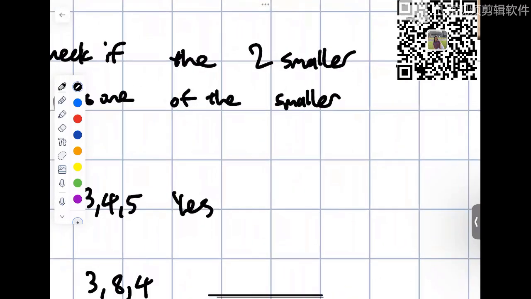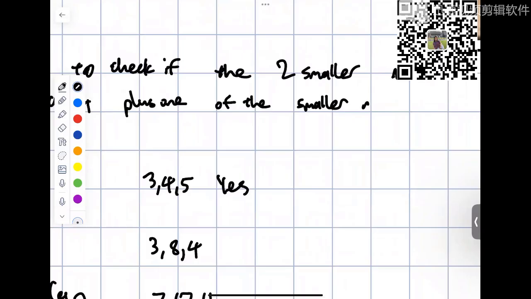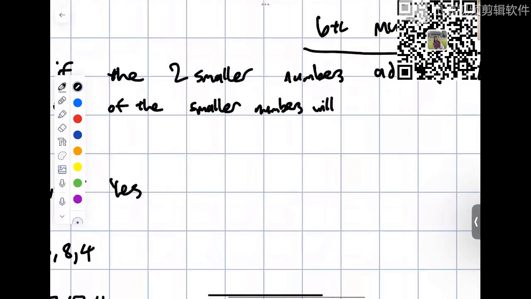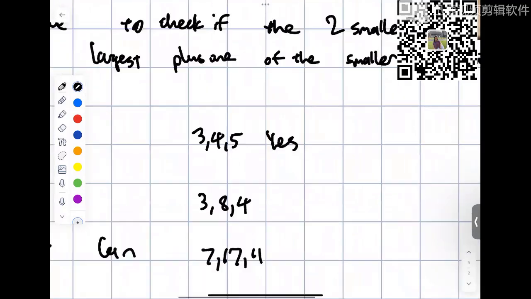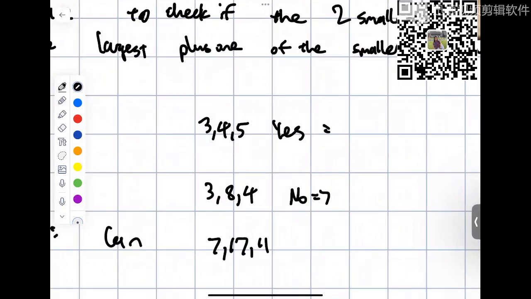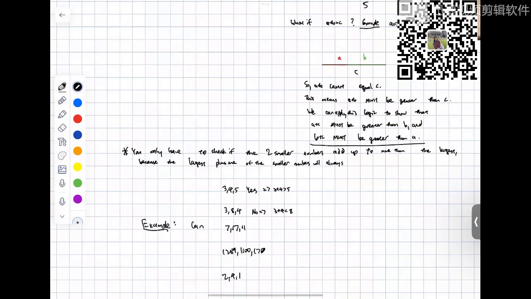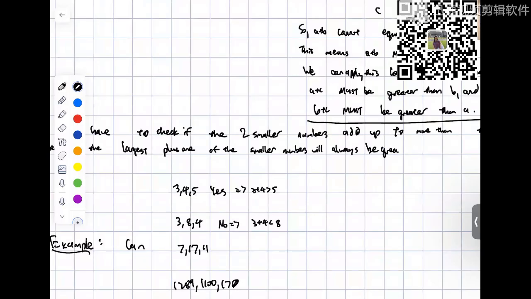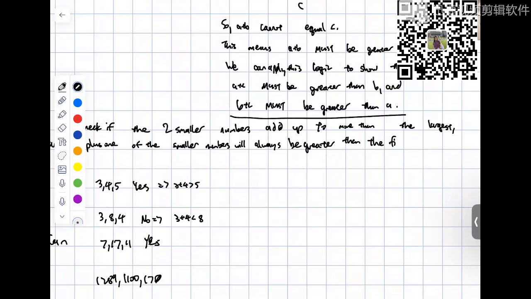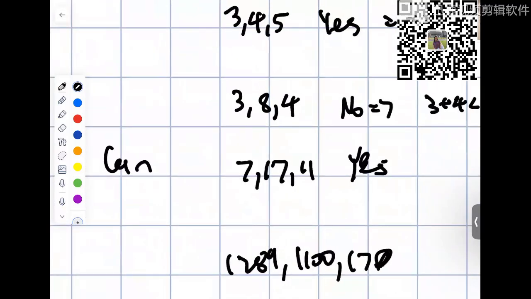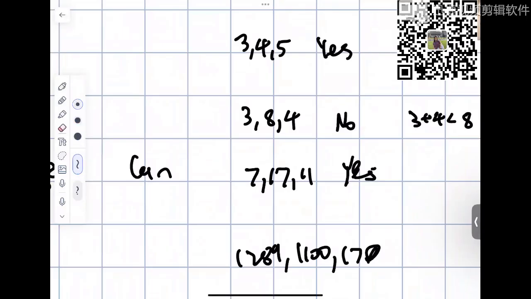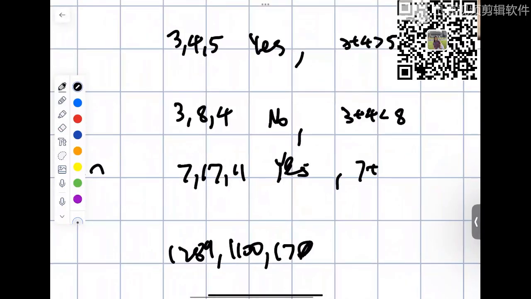So this is a yes, right? What about the second one? No, because 3 plus 4 equals 7 and 7 is smaller than the third side. Exactly. What about the third one? Yes. No. Wait, I don't know. Wait, is it 4 plus 7? Oh, yeah, it is. It's 11, because 7 plus 4.